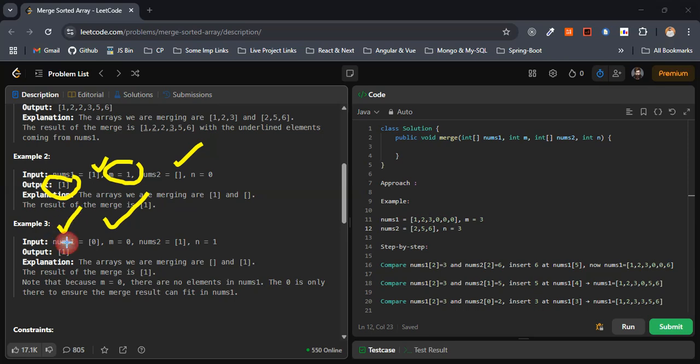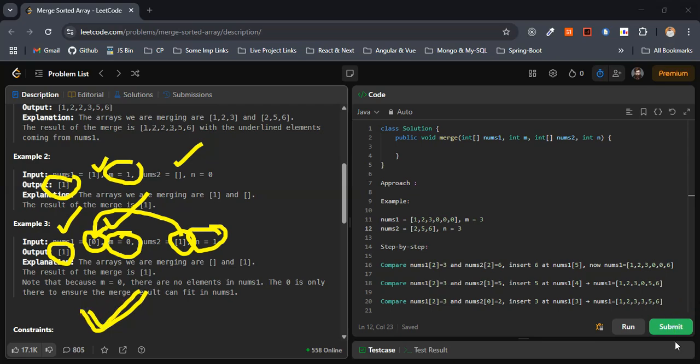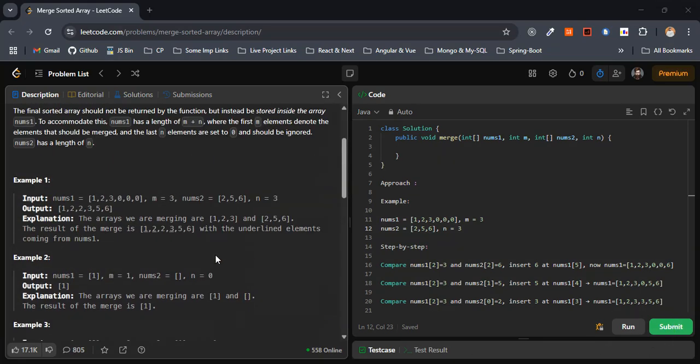Let's come to the third example. Here in nums1 we have 0 and in nums2 we have 1. We don't have any element in nums1, so it is filled with 0 in this case, right? We are merging nums2 into the nums1 array. That is the reason we have been given n equals 1 here. m equals 0 they have given correctly, right? So the output has to be 1 in this case as well. You can read the explanation; they have explained the same thing. I hope the question part is completely clear.